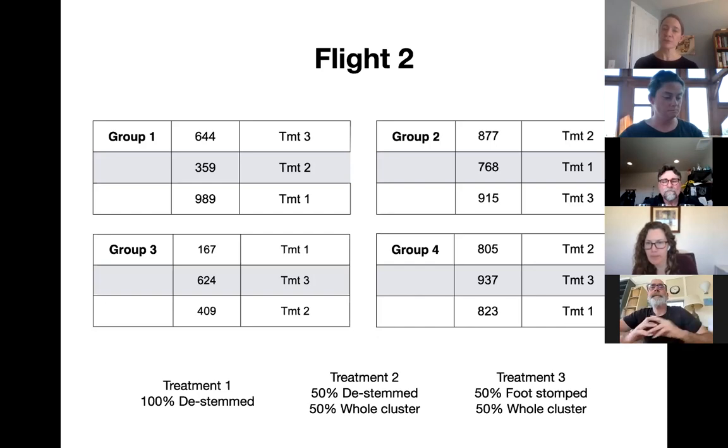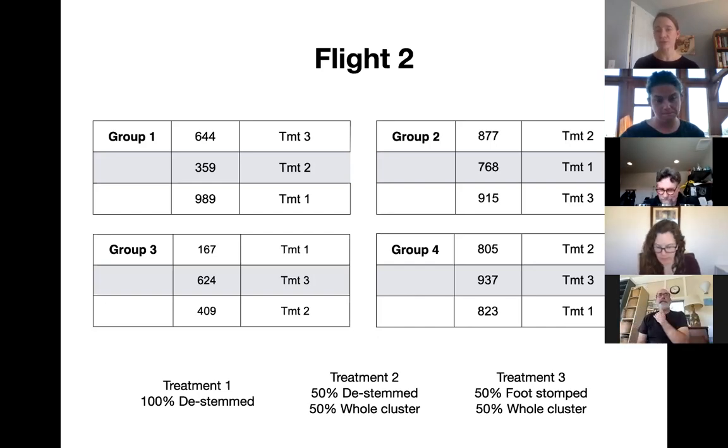If you're in group 2, 877 was treatment 2. 768 was treatment 1. 915 was treatment 3. If you're in group 3, 167 was treatment 1. 624 was treatment 3. And 409 was treatment 2.